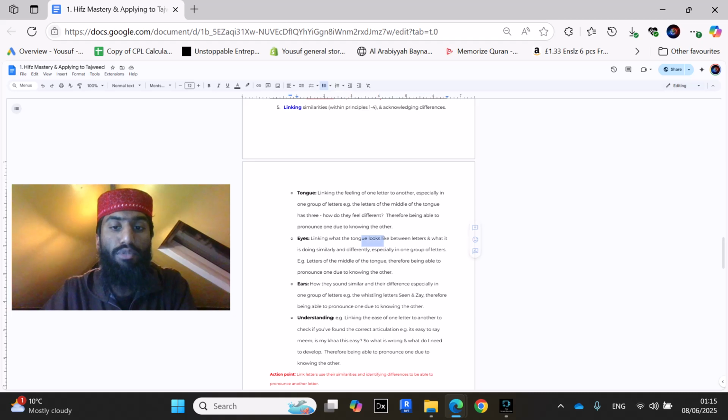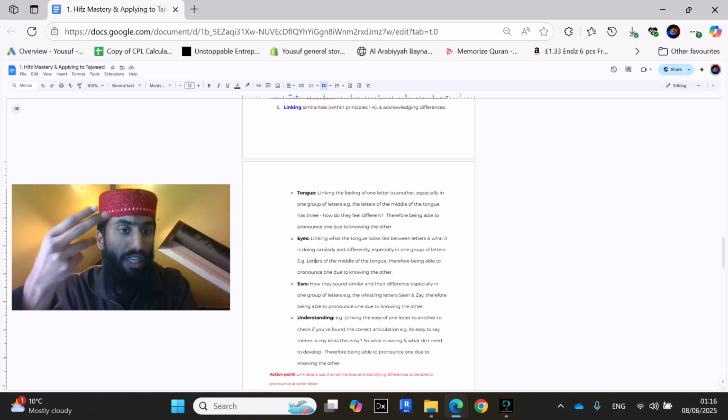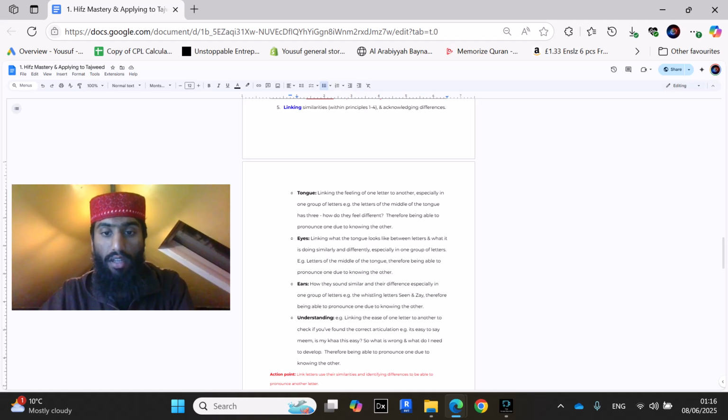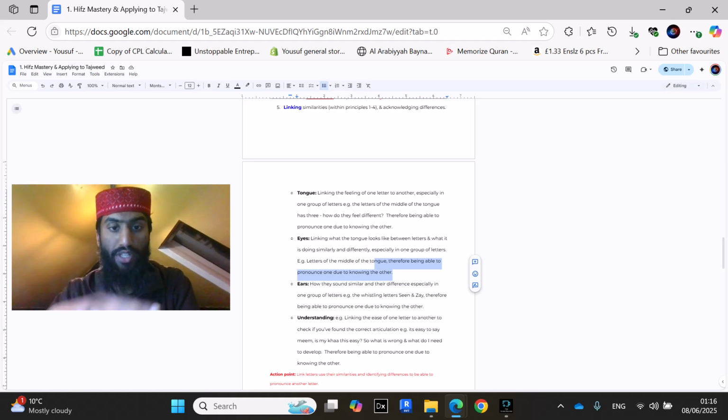Eyes: linking what the tongue looks like between letters and what it does similarly and differently, especially in one group of letters. For example, the letters of the middle of the tongue, what are they doing differently? Maybe, for example, ya is less raised than shin, or has a big cavity. We will get into that later on. Therefore, you can pronounce one due to knowing another. If you knew ya, you can pronounce shin due to this understanding.